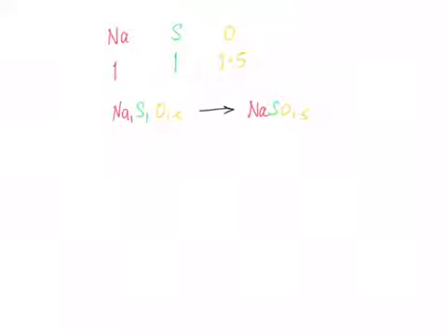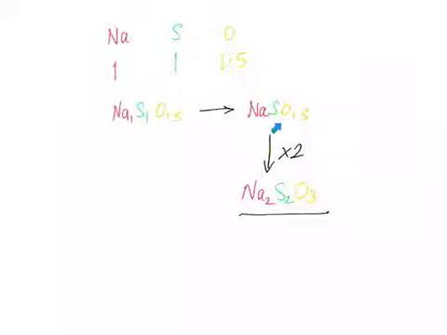So to get rid of that 1.5, we need to times everything by 2. So it becomes Na2, S2, O3. So the empirical formula of the compound from the question is Na2S2O3.